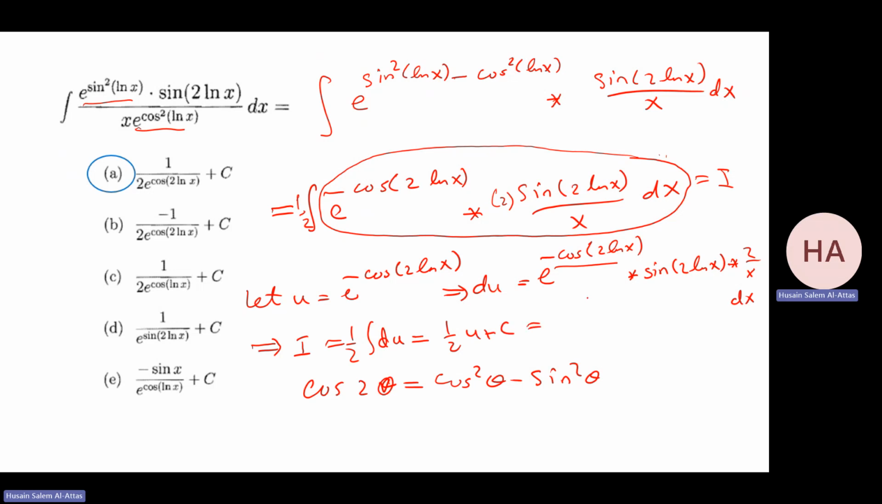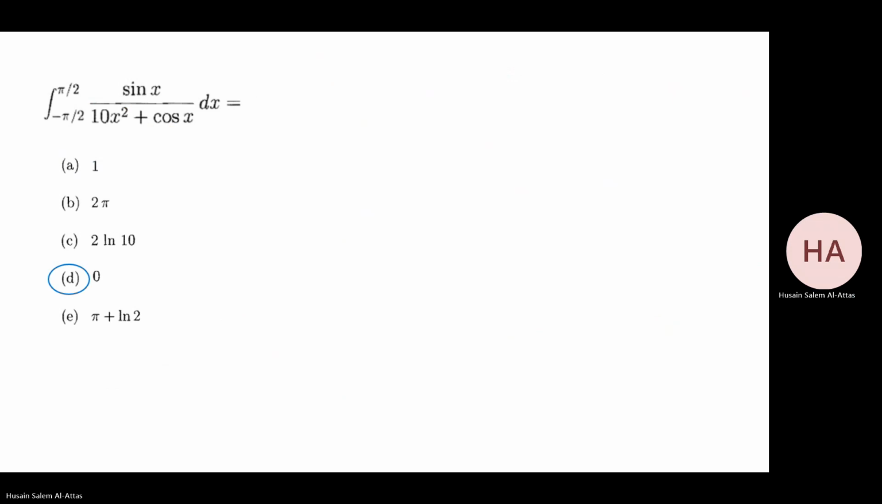So the answer is 1 over 2, since e to the power minus, so take it e to the power minus cosine 2 ln x plus c. As I said, sometimes the answers will give you a hint how to choose u. Okay. As I said, if we see minus a to a, it means we need to think about even and odd.